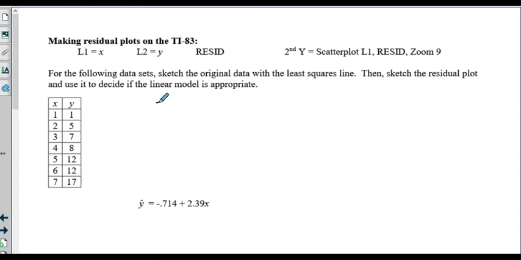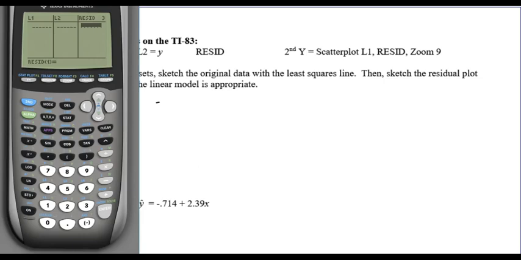Now let's look at what we got here. It says for the following data sets, we're going to put this information in. So everybody go ahead and put the data from your packet in. Over in L1, you're going to put 1 through 7. That's easy. 1, 2, 3. Then you go over to L2, and you're going to put in 1, 5, 7, 8, 12, 12, 17.